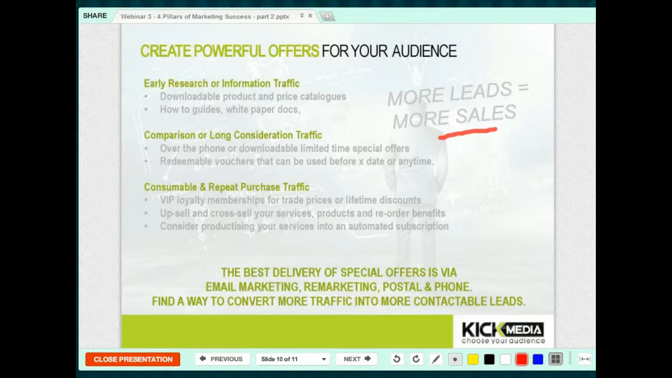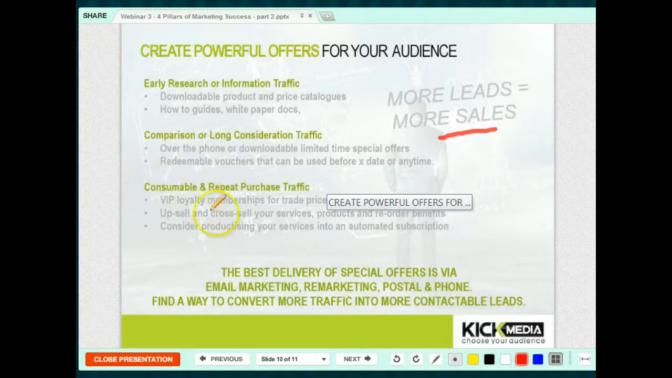So again, powerful, clever marketing, because why? They understood their audience. They asked the key questions: what are their behaviors? What are their consideration lengths? And they designed an offer to suit that audience. Okay, so think about it for your business. What is a redeemable voucher that can be used at any time, in exchange for contact details? You'll be surprised how effective that can be for your business.